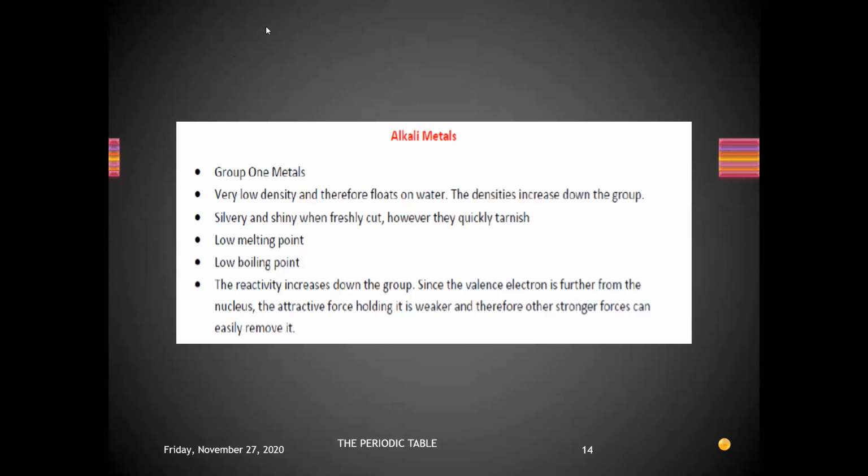So these are some properties of alkali metals, or group 1. Group 1 metals have very low density. Density means how many particles are in a unit space. So they have very low density, therefore they float on water. And density increases as we go down the group. You have to learn this trend. For group 1, what happens to density as we go down?